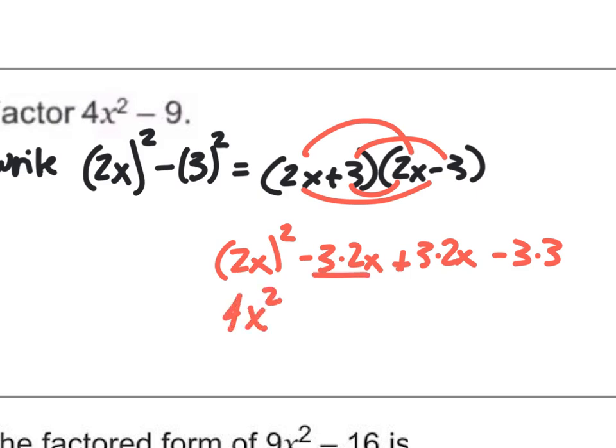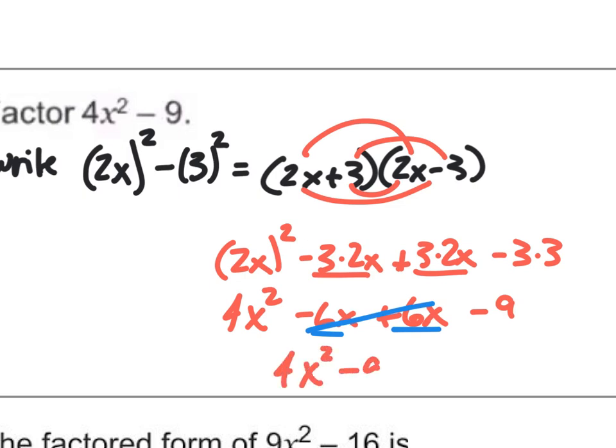This is going to give me minus 6x. This is going to give me positive 6x. And then negative 3 times 3, that's going to give me negative 9. Now what we realize is that the negative 6x and the positive 6x add to 0, so they cancel out. And then we're left with 4x squared minus 9, okay? And so we have the same thing that we started with, okay?